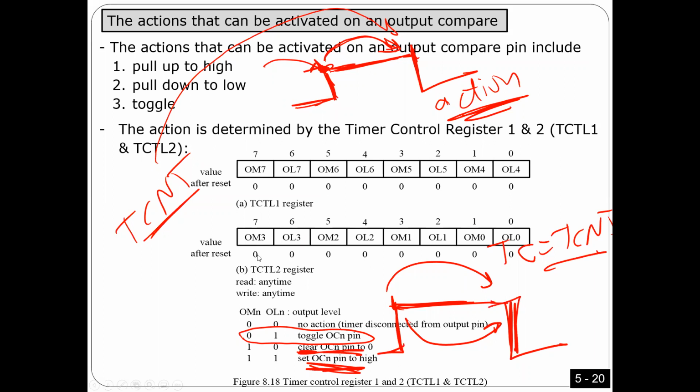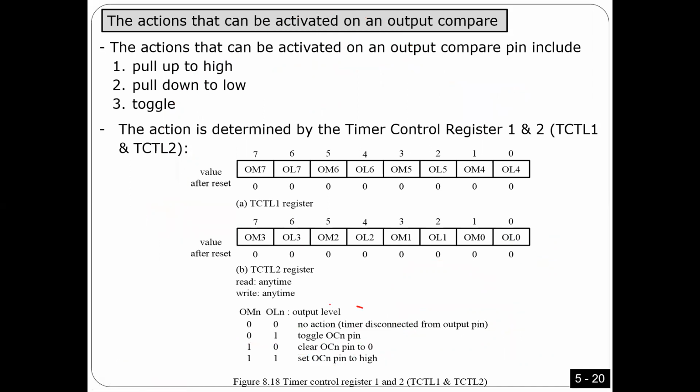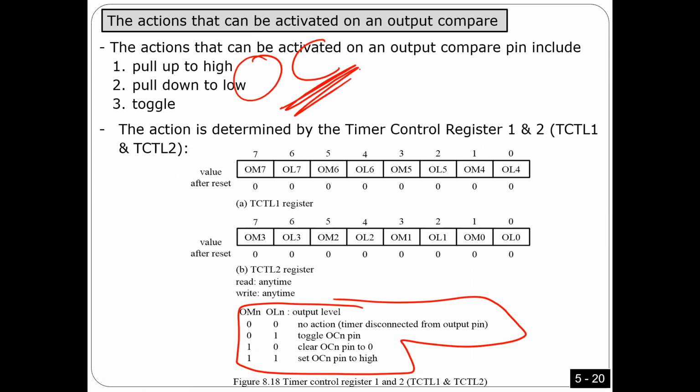That's why, if you see here, guys, we have 4 options. Again, this is only used for output compare. So what do you want to do on the pin? In the future, you say after 900 counts, please toggle the pin, please clear the pin, or please set the pin. So it's something you can program, right?